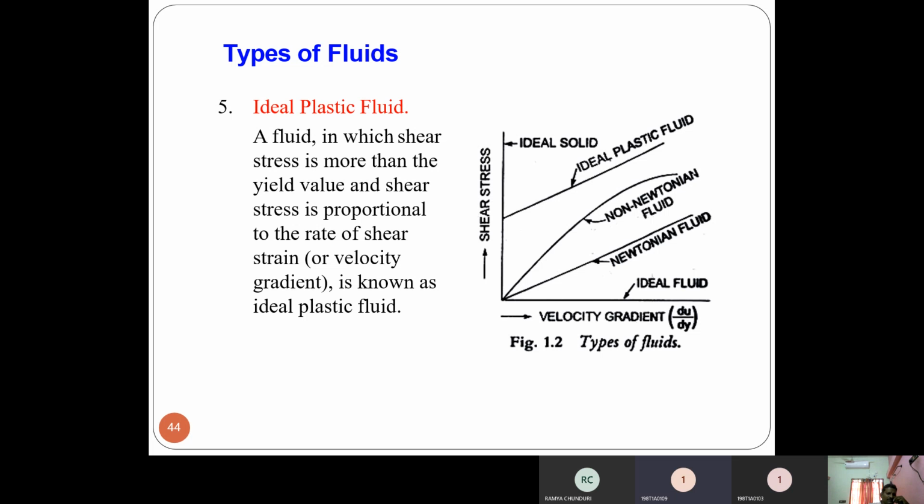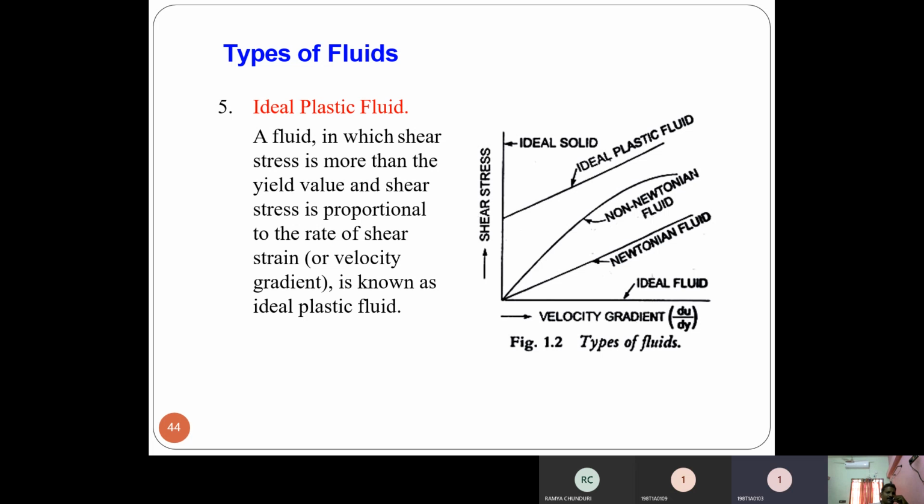And non-Newtonian fluid is represented with a curve. This value is not at all constant. Sometimes it is increasing, sometimes it is decreasing. After a particular point, its value started decreasing. So it is not satisfying Newton's law of viscosity. So such fluids are called non-Newtonian fluids. Okay, this is the graphical representation of variation of shear stress with respect to the velocity gradient.